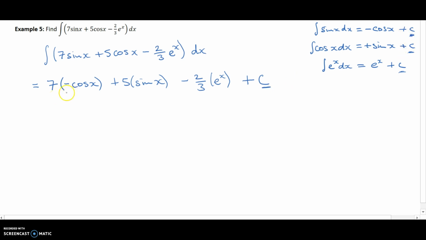Now we obviously will tidy this up a little bit, and we write our answer as negative 7 cosine x plus 5 sine x minus 2/3 e to the x plus c. So in every case, what we did was we kept the constant that was involved in multiplication, so 7 sine x. We would keep the 7 and integrate the sine x, keep the 5 and integrate the cosine x, keep the negative 2/3 and integrate e to the x. And this is our final answer here.